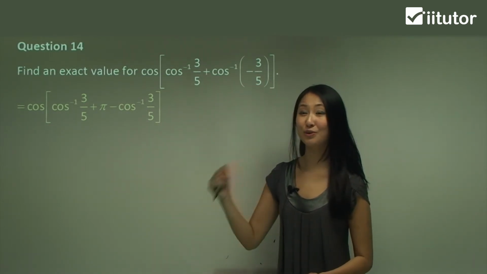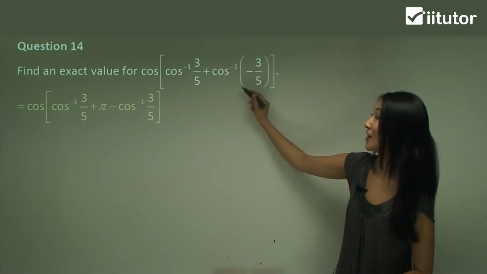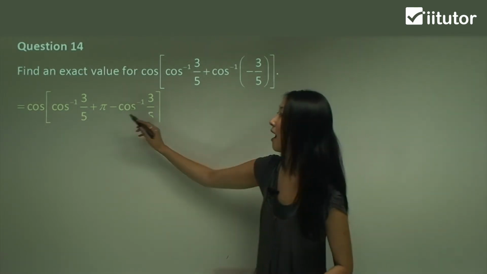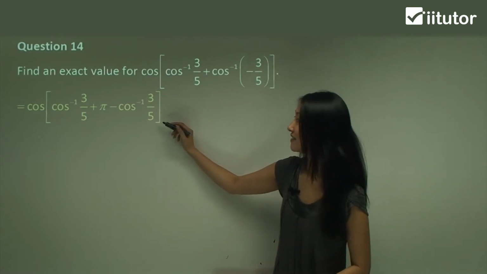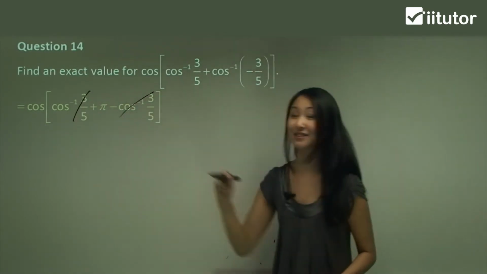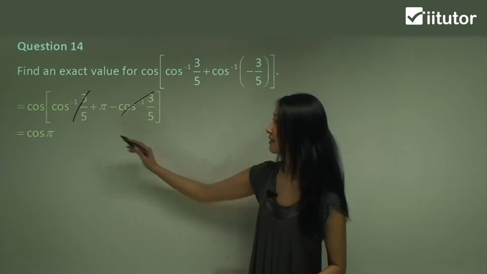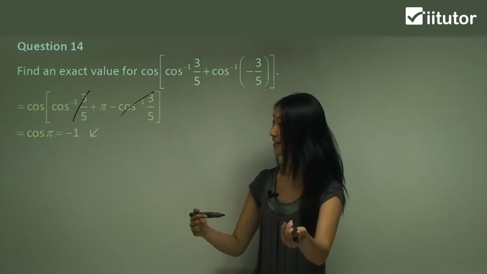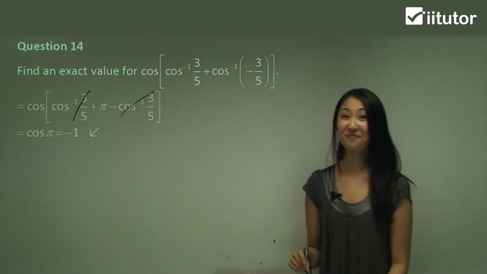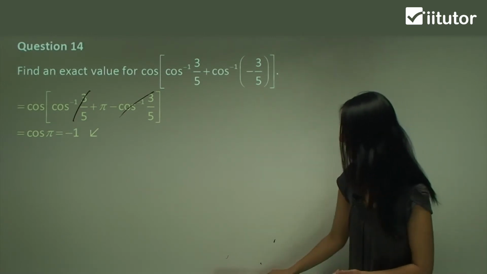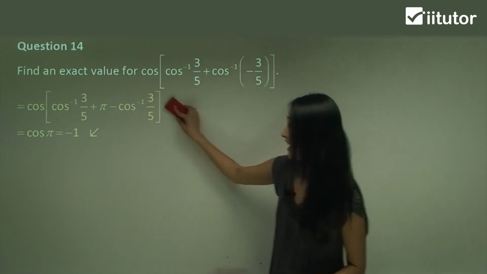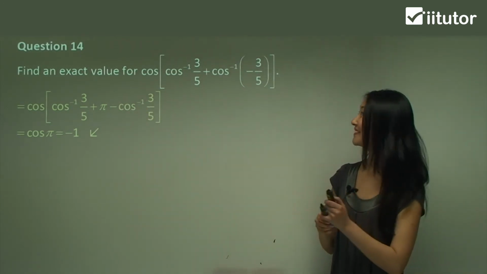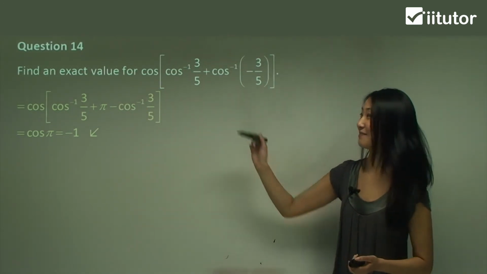Really want you to just drill that into your minds. Inverse cosine of a negative becomes pi minus inverse cosine of that value. So this and that just cancel, and we get left with cos pi, which just equals -1. So that's your answer there. So whenever you see inverse cosine, a little red light should be going off in your head, like, oh, it's not going to be the same as the other ones, it's going to be the one with a pi in it.